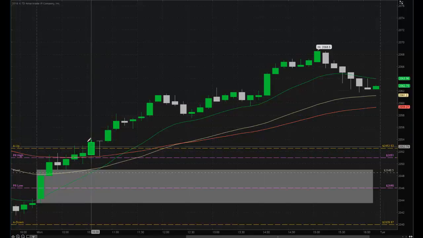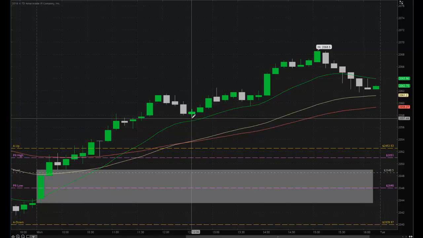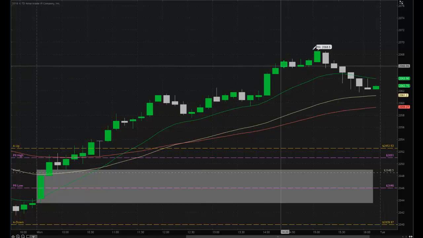If you'd have missed this here, you could have bought this pullback. This was a nice pullback to buy here. One way of buying a pullback is the bar that makes the low here. Okay, once you trade above the high of that bar, you could have gotten long in here. And of course, there was plenty left in it after that.